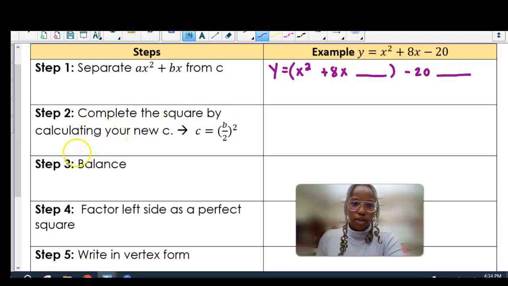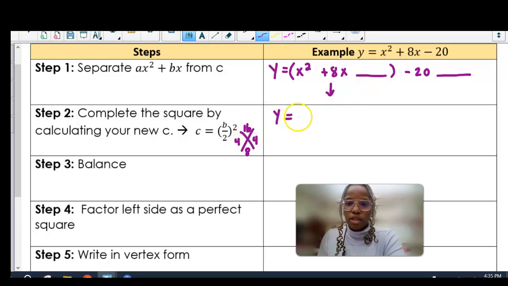Step 2 says complete the square by calculating the new c. Remember, completing the square is the idea that you want to create a perfect square here. I wonder if you recognize the formula to find your new c value. Or you can think about it as: I know that b is my 8. So what two numbers that are the same add up to 8? That's going to be 4 and 4. So when I do 4 times 4, that gives me my new c value as 16.